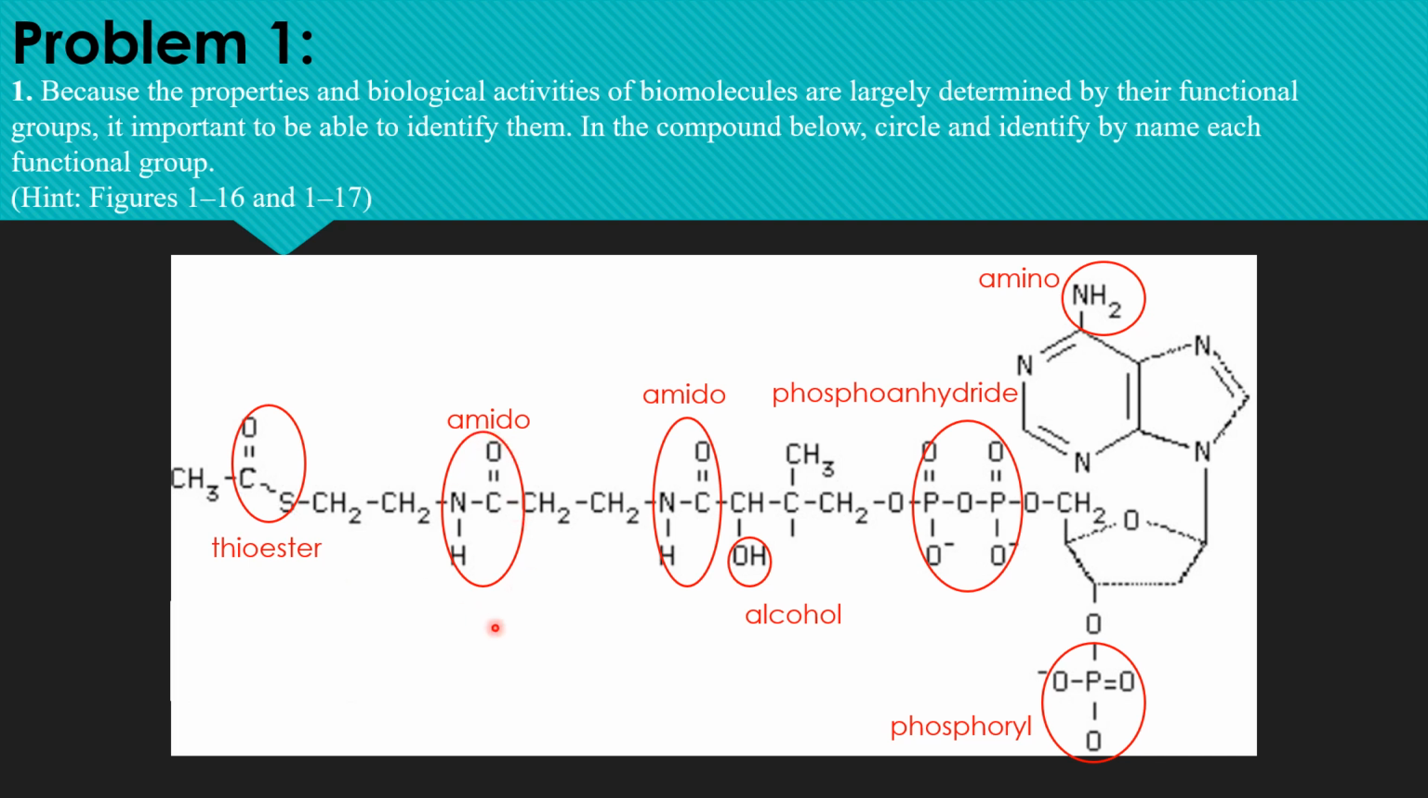Then we have amido, so it's a carbonyl but with an NH. And we have another amido group, carbonyl, NH. Then we have a hydroxyl group, which is also an alcohol. Up here we have a phosphoanhydride. Above we have an amino group, this NH2. And then down below we have a phosphoryl. So that's why it's important to memorize all of the functional groups on that table, because you'll be able to identify all of these easily.